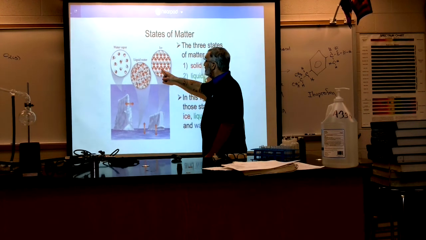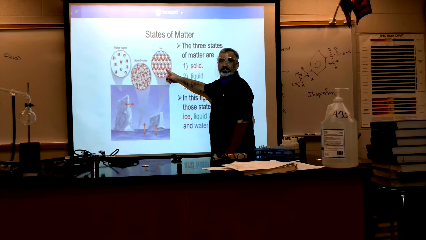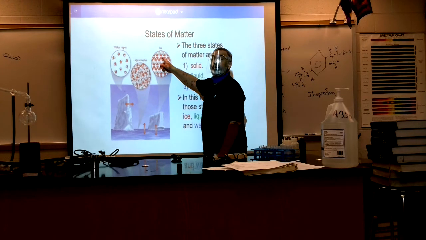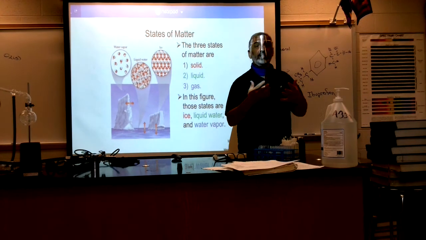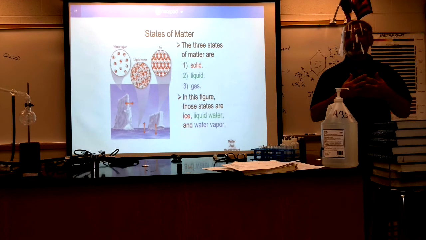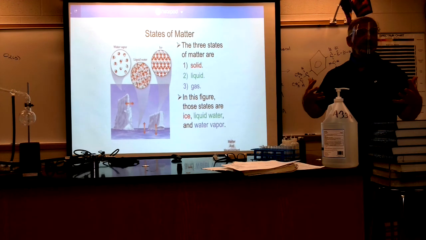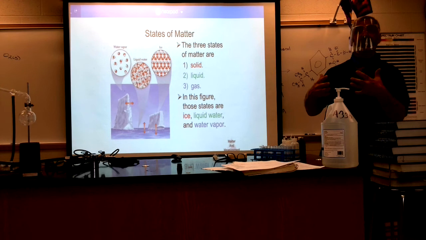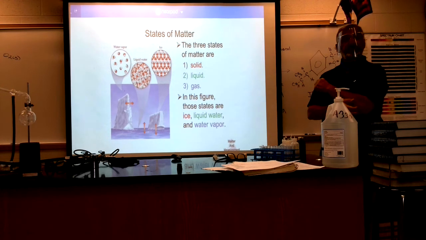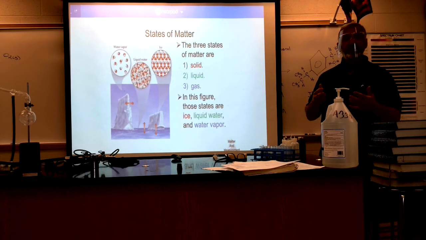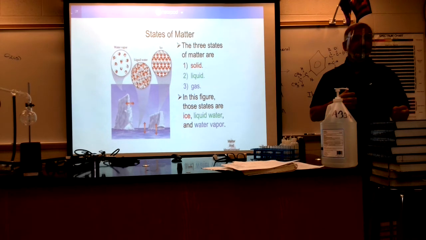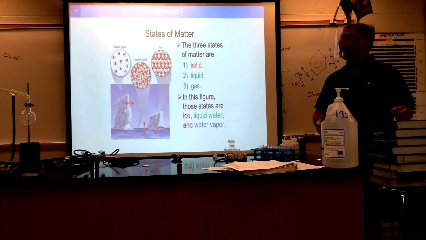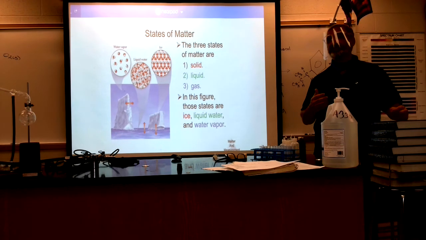So in a solid, the difference is you have an orderly arrangement of the atoms or molecules. That's called a crystalline solid. Crystalline always means an orderly arrangement. Most solids are crystalline. We don't think of metals as being a crystal, but a metal has an orderly arrangement of the atoms inside of it. It's crystalline. Does anybody know what the opposite word of crystalline would be?